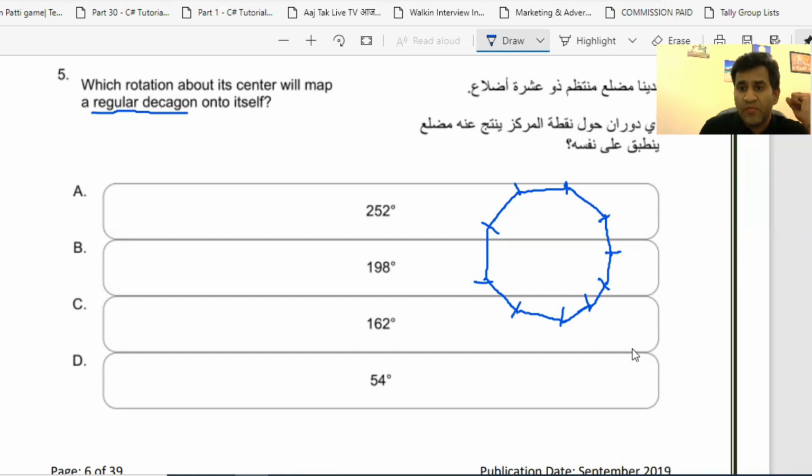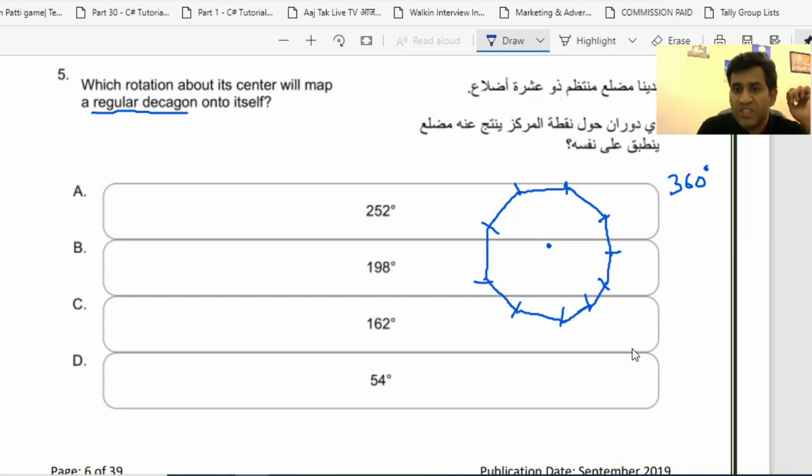Now look, when you make a complete rotation, tell me what angle you are going to cover. We know that it is 360 degrees, isn't it? So you cover a complete rotation angle of 360 degrees. Now the question says, when I rotate this regular decagon about its center, so let me mention here, this is the center of the regular decagon, about its center will map the regular decagon onto itself.